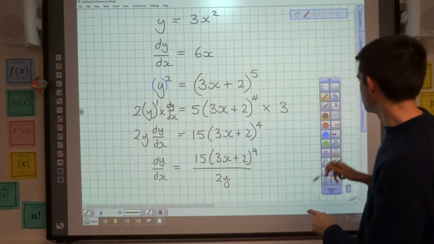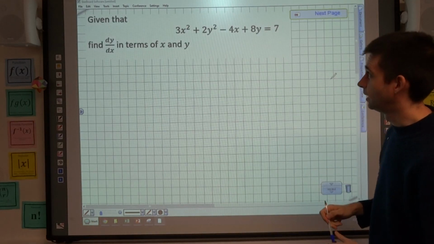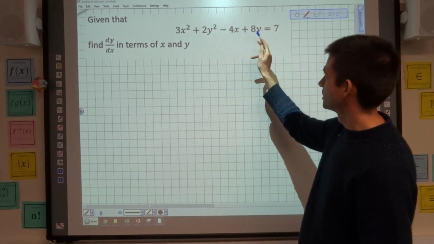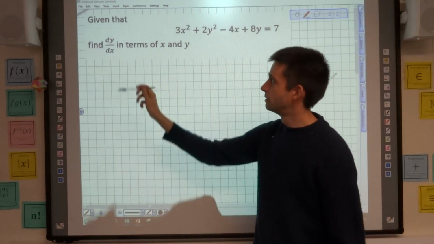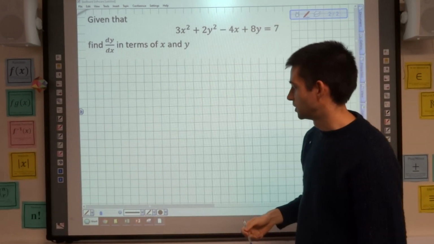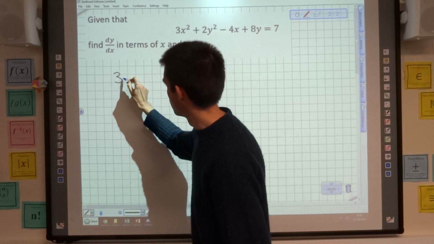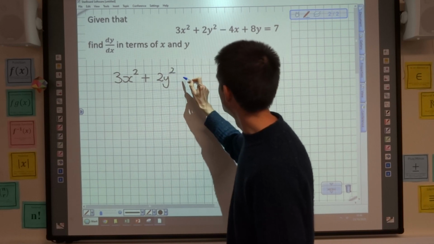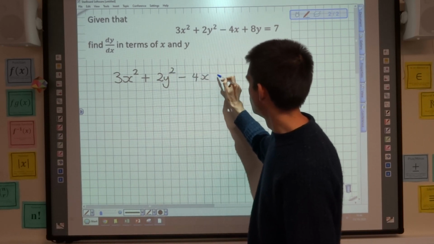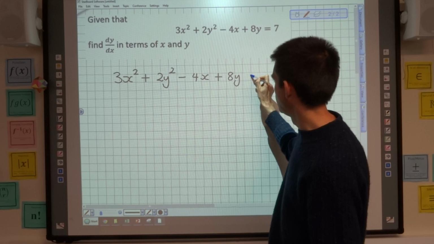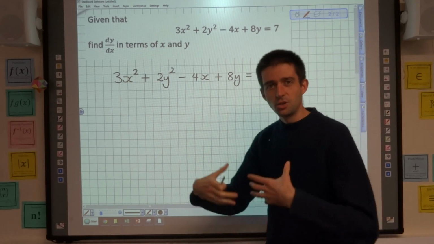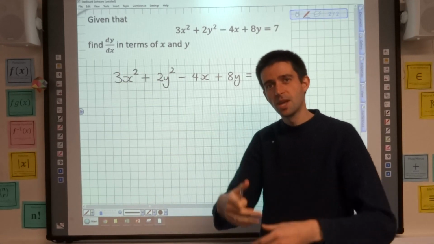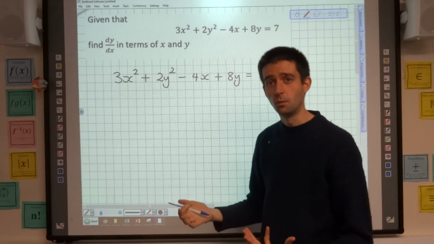So let's just go through one example. I've got here, given that 3x squared plus 2y squared minus 4x plus 8y equals 7, find dy/dx in terms of x and y. So I'm just going to rewrite that function: 3x squared plus 2y squared minus 4x plus 8y equals 7. Just in the same way as polynomial differentiation, you can differentiate a term at a time. I've just got to be careful with the ones that are in terms of y.